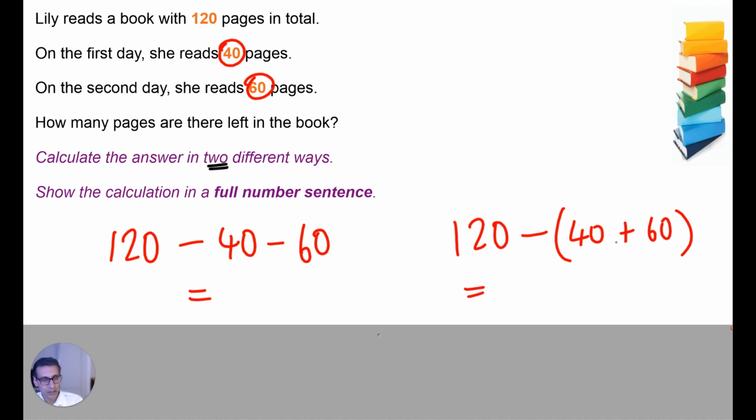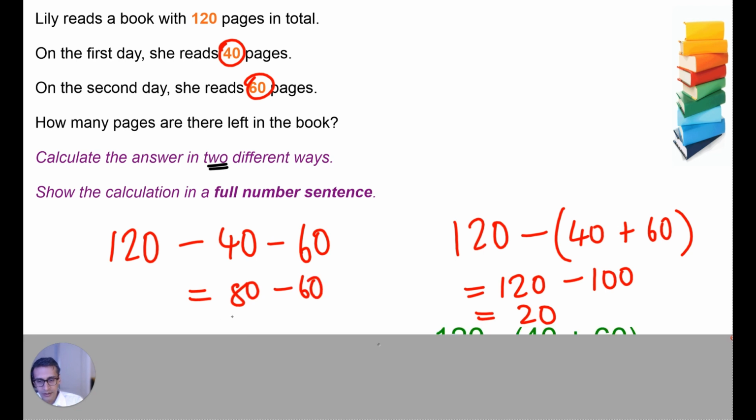Now I think you'd agree that's going to give you a nice number. 40 and 60 is a nice number, which is 100. So 120 take away 100, which is going to give you 20. Now, if you do it this way, it's not necessarily massively harder. It's just a different way to do it. 120 take away 40, and then you take away 60 from that. So 120 take away 40 is 80 minus 60, and then that's going to give you 20 as well.